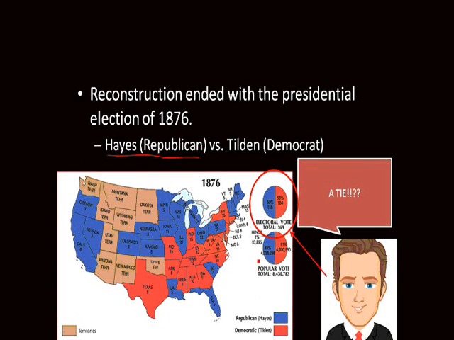Even the popular vote, so this would be votes that, when someone came out of the voting booth, who'd you vote for, Hayes or Tilden, right? And they started counting up all the votes, in which case in this one, Samuel Tilden won. But it doesn't go by popular vote. It goes by electoral vote. So we do have a tie. What next? Well, it goes to Congress, the House of Representatives, to decide.